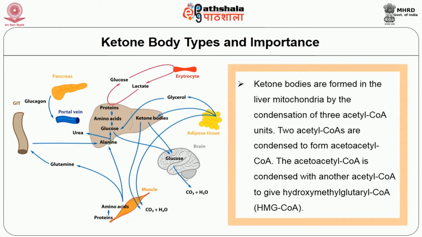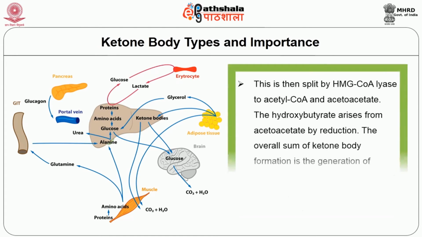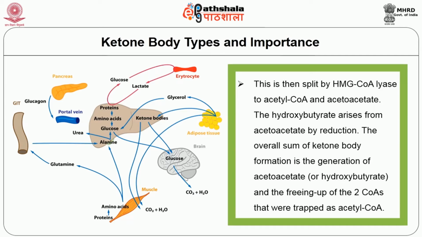Now, the ketone bodies are formed in the liver mitochondria by the condensation of 3 acetyl-CoA units. 2 acetyl-CoA units are first condensed to form acetoacetyl-CoA. The acetoacetyl-CoA is then condensed with another acetyl-CoA to give HMG-CoA, hydroxymethylglutaryl-CoA. This is then split by the HMG-CoA lyase enzyme again to acetyl-CoA and acetoacetate. The hydroxybutyrate arises from the acetoacetate by reduction, and the overall sum of ketone body formation is the generation of the acetoacetate and the freeing up of the 2 CoAs that were trapped as acetyl-CoA.